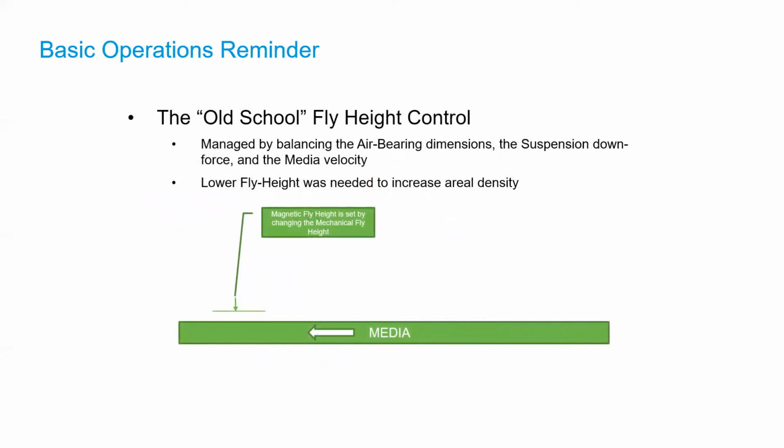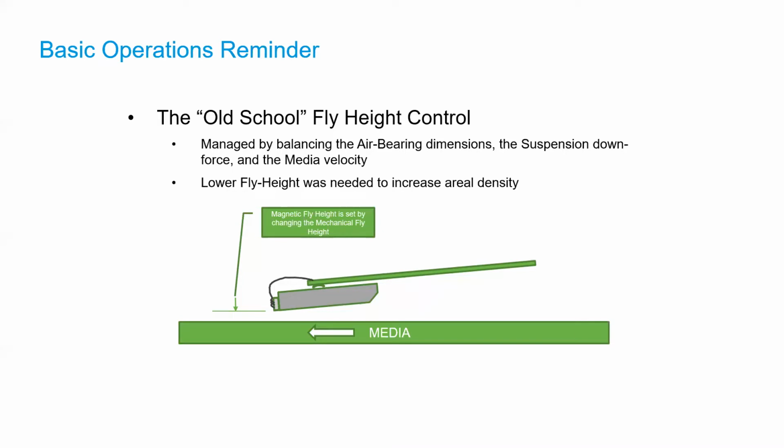Fly height control. One more click, please. The magnetic fly height used to be established with the physical fly height. So in other words, if we wanted to make the tracks narrower, we would have to make the writer element narrower, and then we would have to fly the head lower. One more click, please. Bringing that head down closer to the media gave us an opportunity to write smaller and also to flip the bits more quickly. This is a trick that we were using for decades to get increased areal density in hard drives.